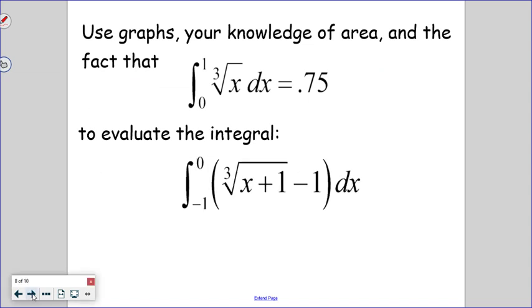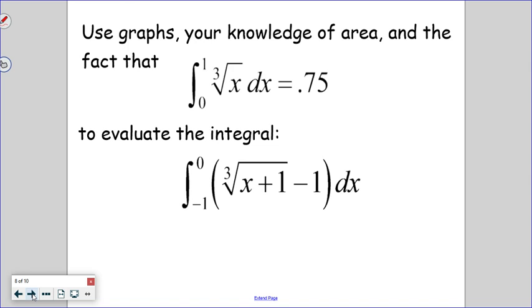Okay, so let's try one more here. Same information at the beginning. That has not changed. The exact same thing. The interval from 0 to 1 of the cube root of x equals 0.75. So just looking at a slightly different transformation this time. This time it's the cube root of x plus 1 minus 1.